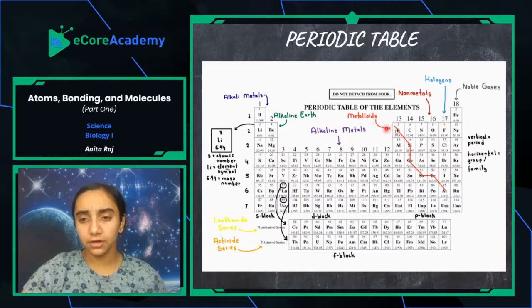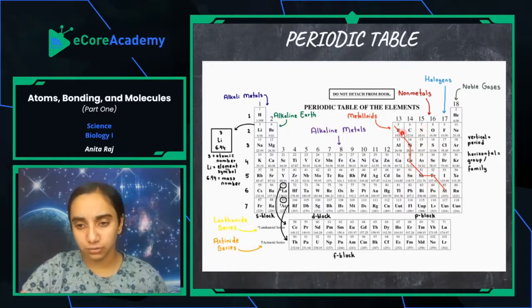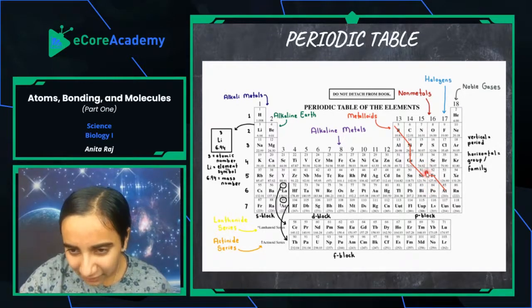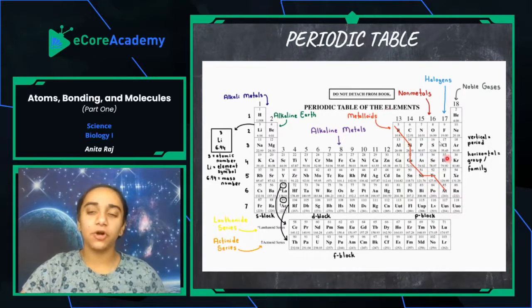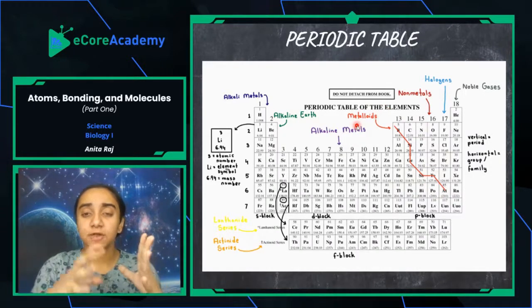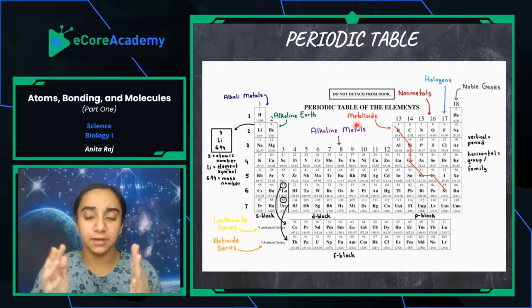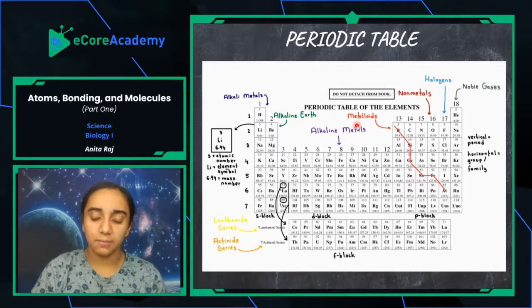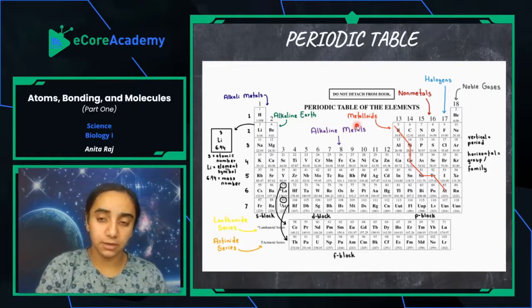And then right here, you see I've drawn a line. This almost looks like a staircase. So remember it as a staircase, because these specific elements I have here, such as boron, silicon, germanium, and so forth, are all your metalloids. They have characteristics of metals, but they also have characteristics of non-metals. They're usually kind of yellowish in color, but they do have characteristics of both metals and non-metals.